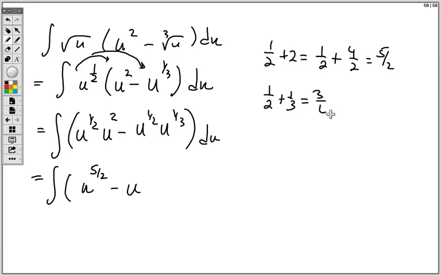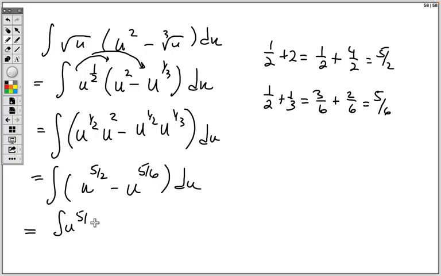Well, I'd have to convert that to 3/6 plus 2/6 to give me 5/6 du. Now we can apply the sum and difference rule. Integral u to the 5/2 du minus integral u to the 5/6 du. Going to add 1 to the power. 5/2 plus 1 is 5/2 plus 2/2. So I'm going to get a u to the 7/2.